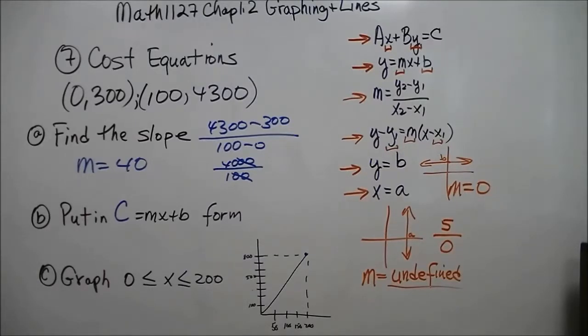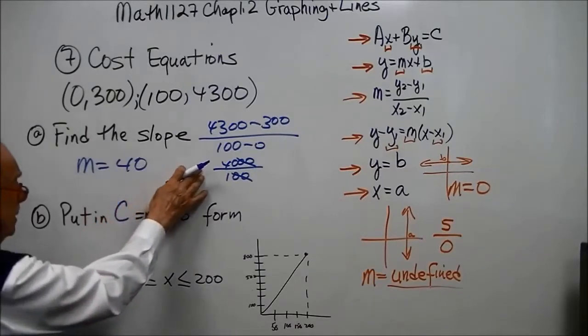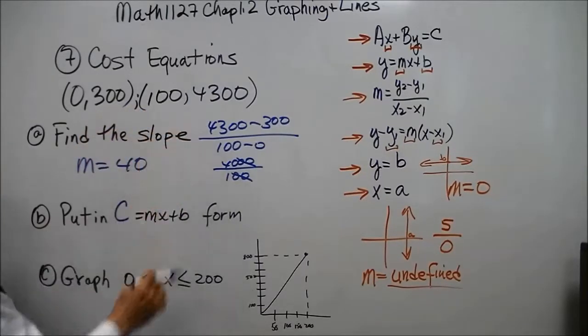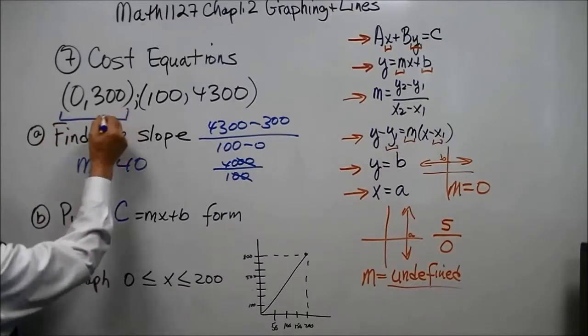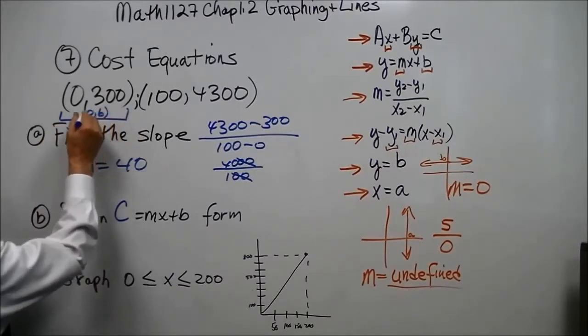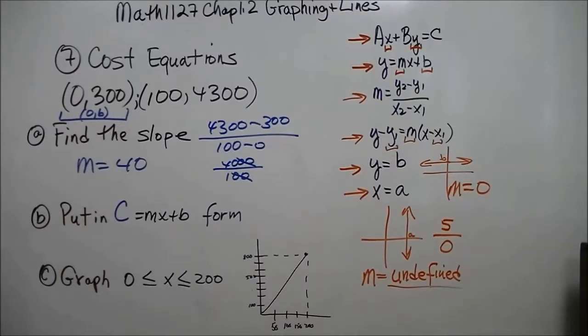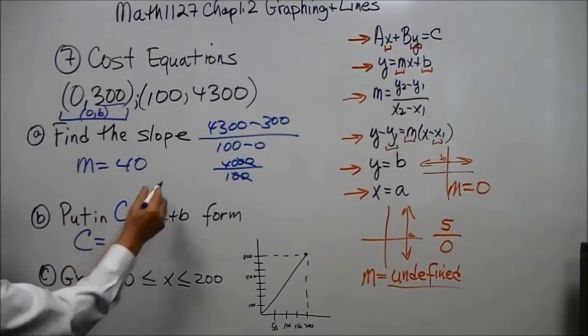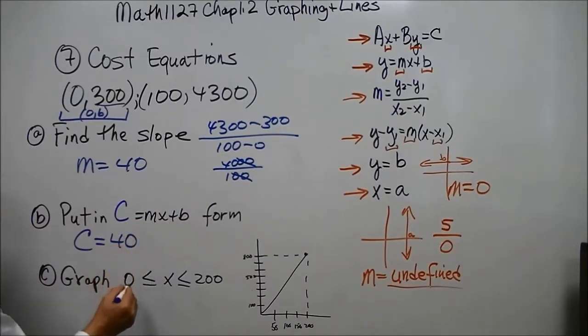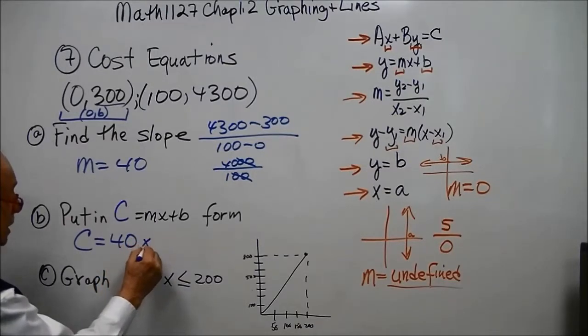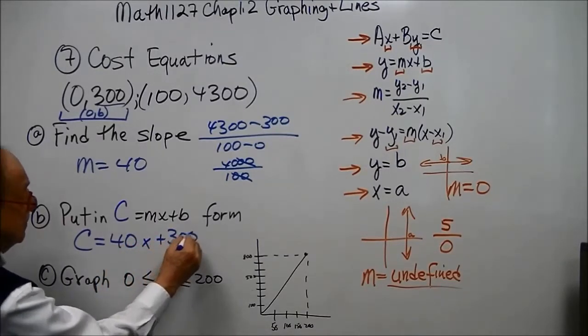Now they said write an equation using the slope and one of these points. Well, notice that this happens to be the y-intercept. So I know my b is 300. Okay? So my equation then will be C equals my slope of 40, and that's 40x, plus 300.